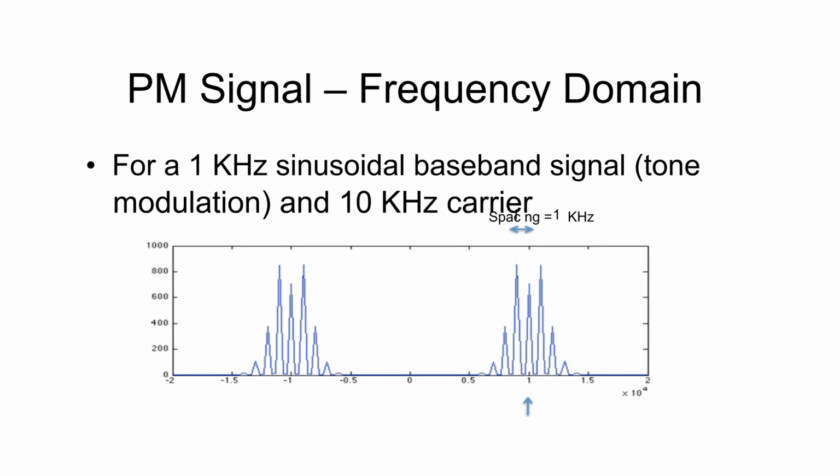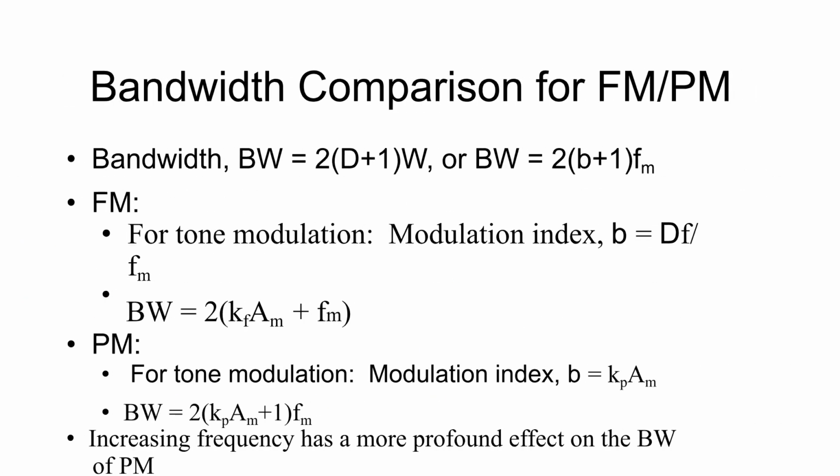In the frequency domain, for a 1 kHz sinusoidal baseband signal and a 10 kHz carrier, the PM signal spectrum is shown. Similar to FM, the spectrum is wider than for AM or DSB signals. Finally, comparing the bandwidth for FM and PM, the bandwidth is given by the approximation 2 times the sum of the deviation ratio and 1, multiplied by the message bandwidth W. Increasing frequency has a more profound effect on the bandwidth of PM.